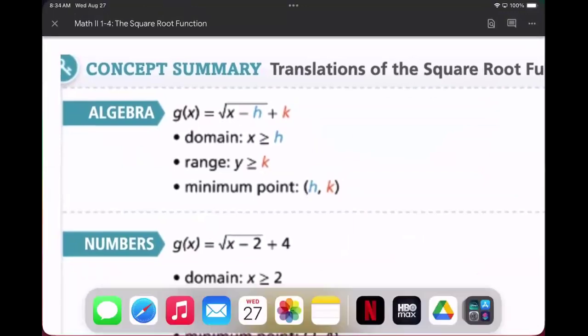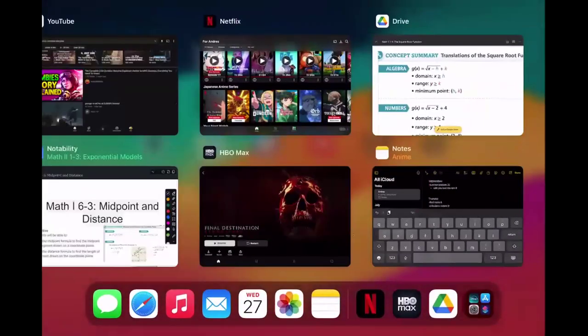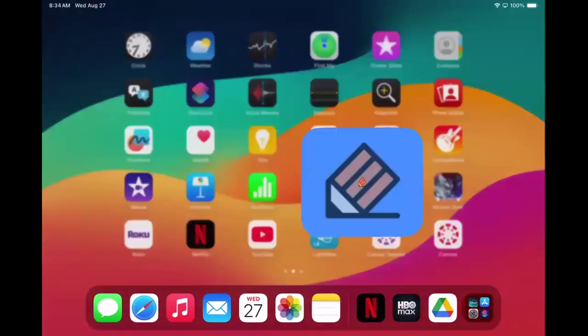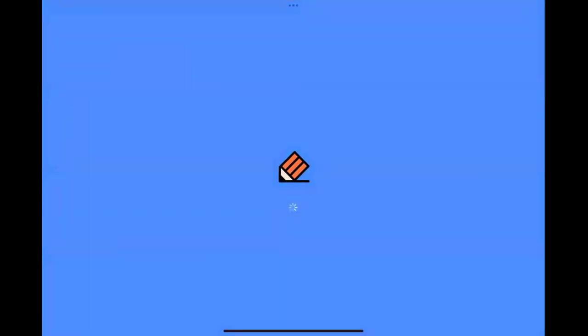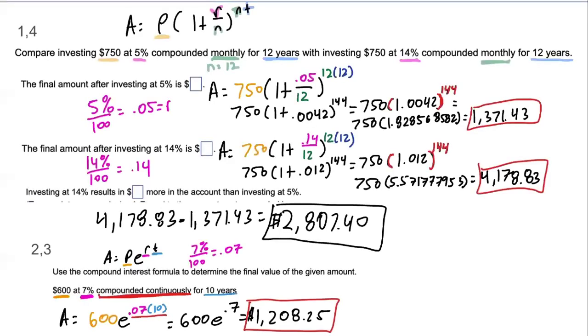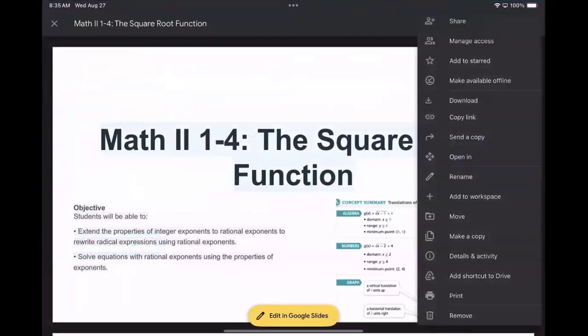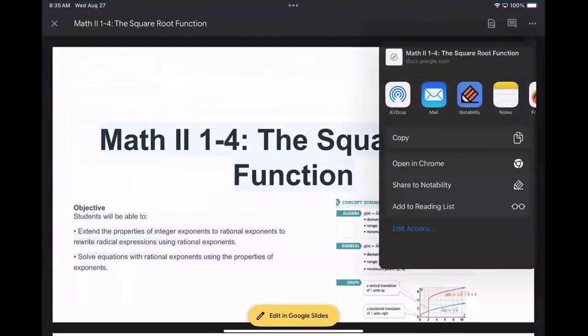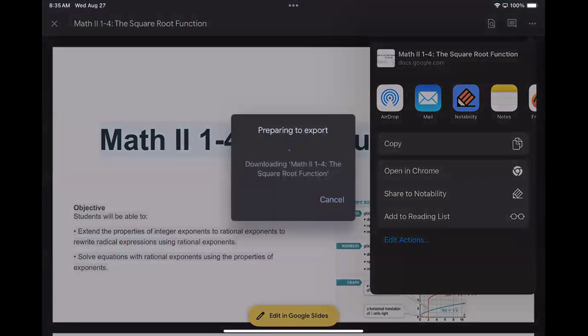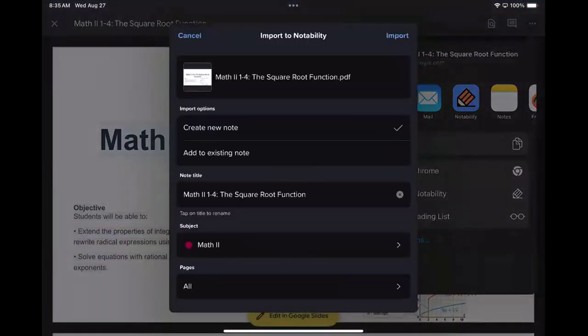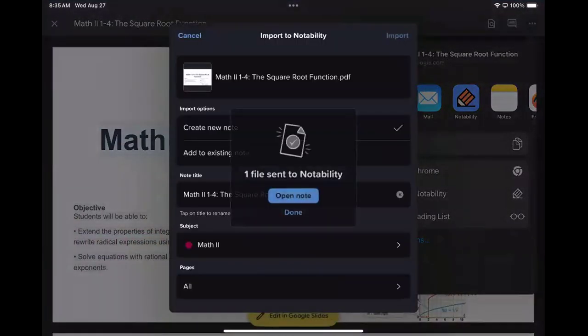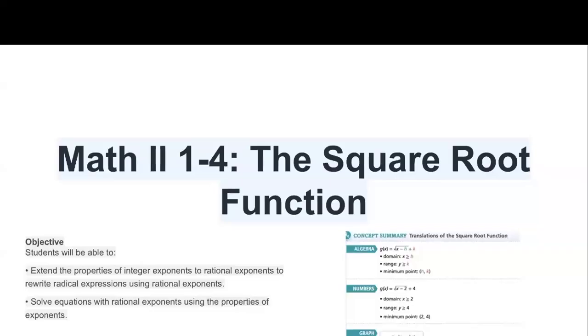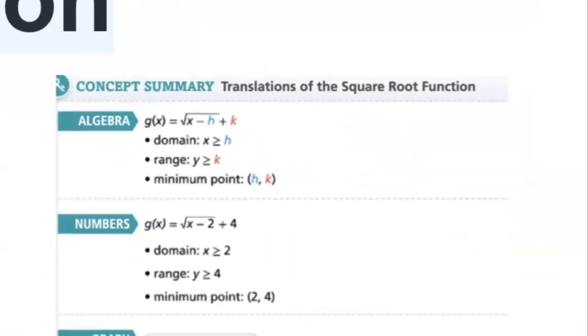Oh wait, I need to put it. Sorry. Sorry, I forgot to. Oh, that's what I forgot to do. I need to give it to. Not to import open. Okay, there we go.